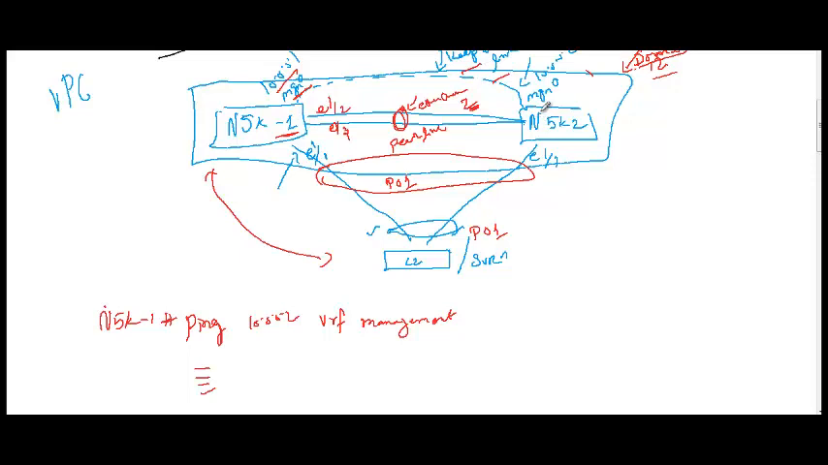First of all, we need to enable the feature called VPC, and then we need to enable another feature called LACP. Why? We are doing port channel. LACP is the protocol that negotiates the port channel. After that, we define a domain and we configure Keepalive, and only then we'll go and configure the peer link. So that's the order that we are going to follow.